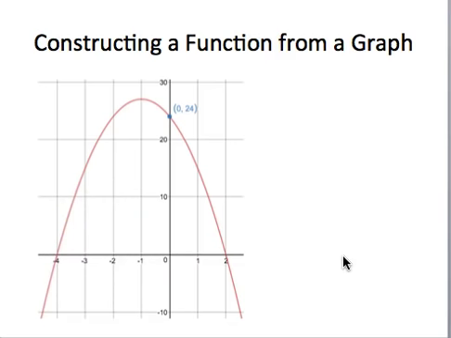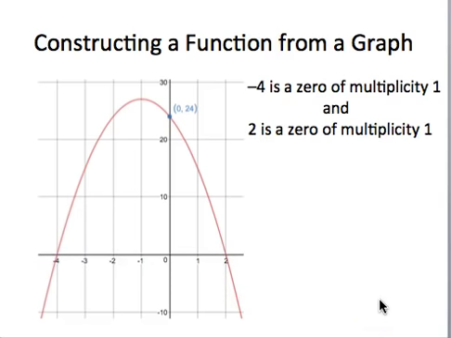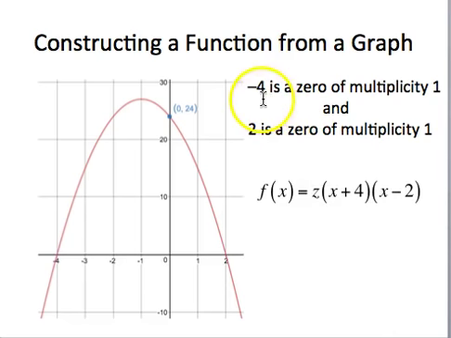So we know that we're going to have x plus 4 somewhere. We know we're going to have x minus 2 somewhere to make those things zeros. So indeed, -4 is a zero of multiplicity 1, 2 is a zero of multiplicity 1. So to get a zero of -4, I need x plus 4. To get a zero of 2, I need x minus 2. But I don't know what the multiplier is. So I'm calling the multiplier z, and I want to find out what that multiplier will be, and that's going to require us to do a little bit of algebra.